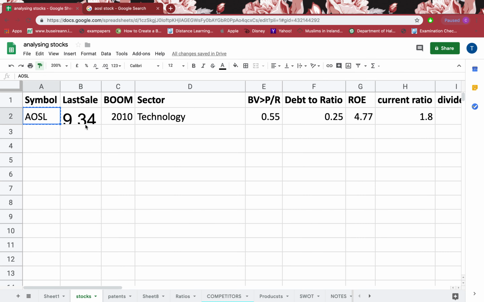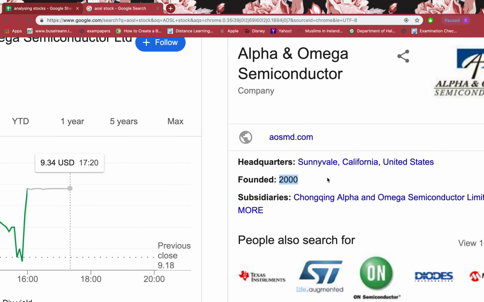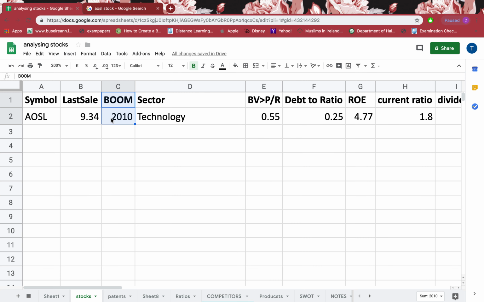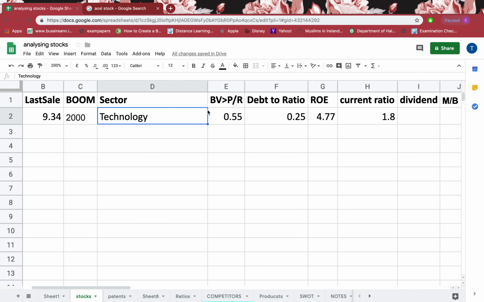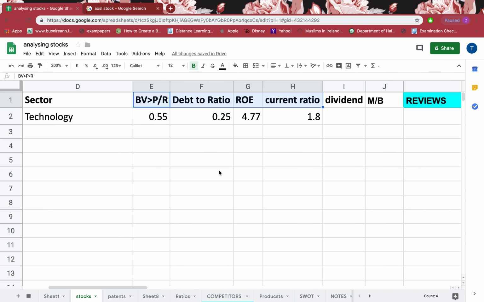And if you want to see when the firm was born or founded, you can see here it was founded in 2000. So everything is in Google. Sorry. I'll explain the sector later on in the video. What I'm more interested in is the four ratios.